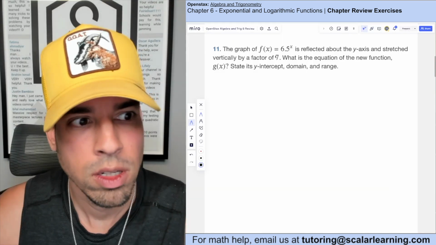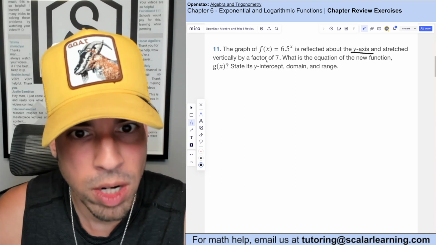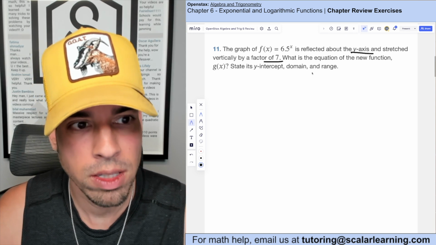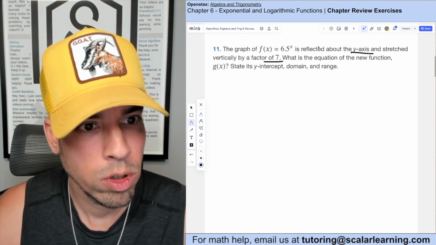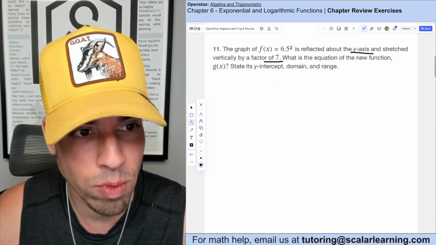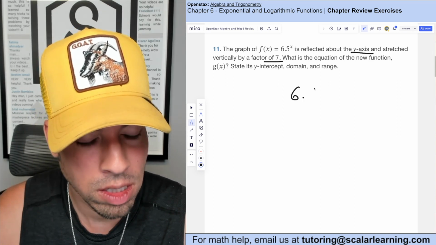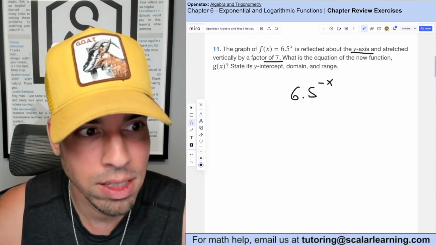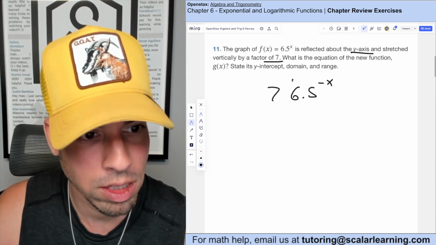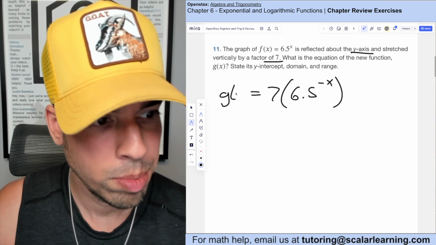Done. So this says the graph of f of x is reflected about the y-axis and then stretched vertically by a factor of 7. So we need to find this new equation. First, when we're reflecting about the y-axis, that means we're applying a negative directly to the x. So it's going to be 6.5 to the negative x. Then we stretch vertically by a factor of 7. That means we multiply the entire function by 7. So this would be our g of x.